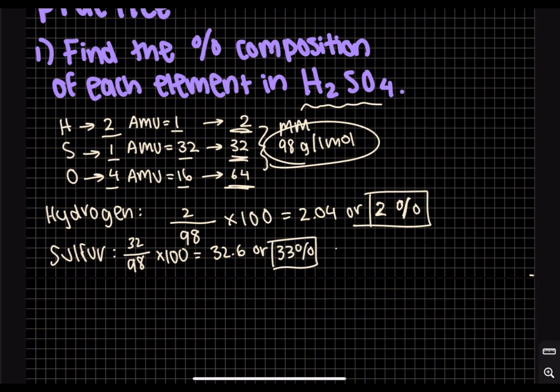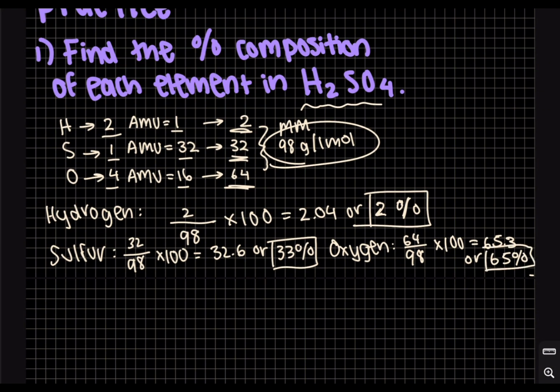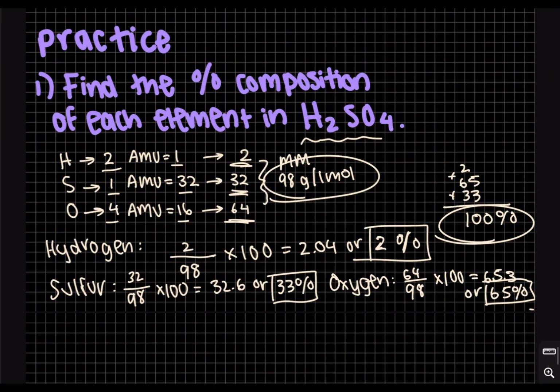We're almost there. We just have one more to do, oxygen. Feel free to do this alongside with me. I think you've gotten the hang of it. So I'm going to do 64, which is the mass of the element of oxygen, over 98 times 100, which is going to be equal to 65.3, or we can just do 65%. These are my final answers, and a way to know if it's correct is that the percentages, so 2 plus 65 plus 33, should all add up to 100%. And if they do, you've gotten the question correct.